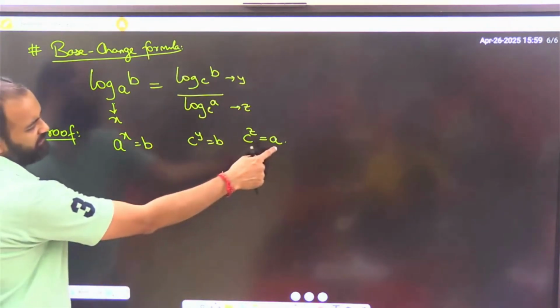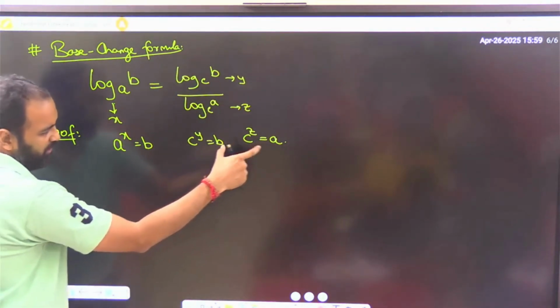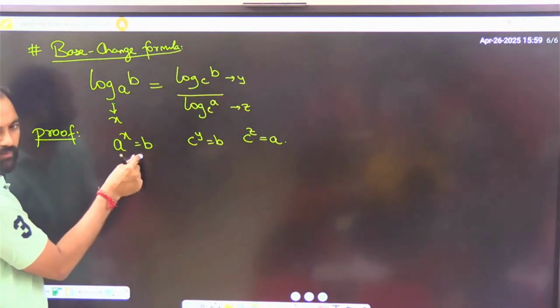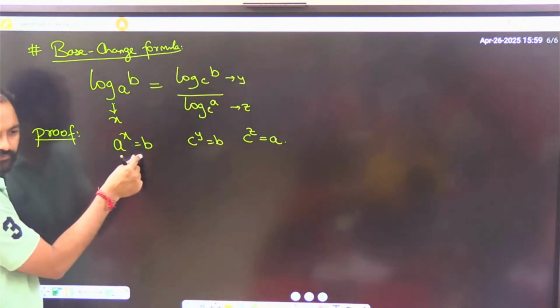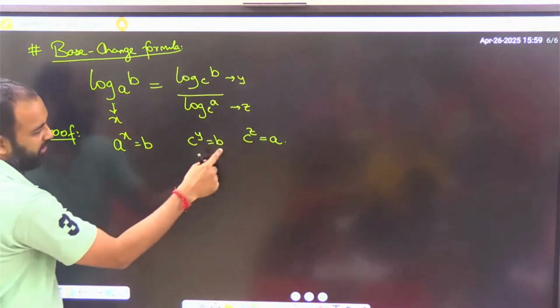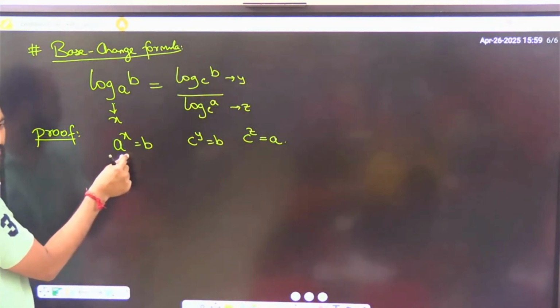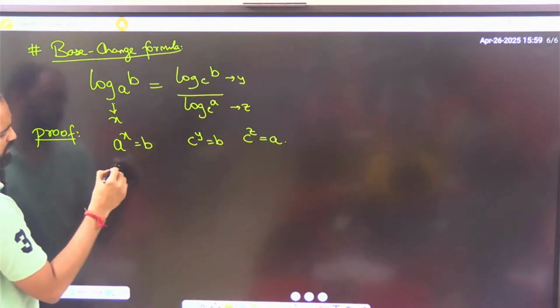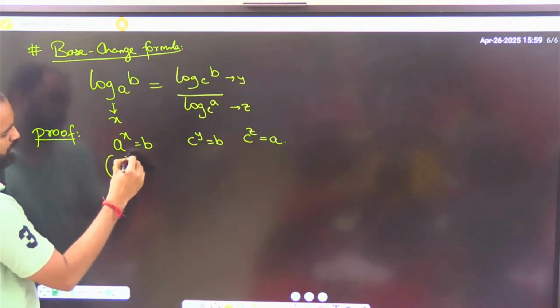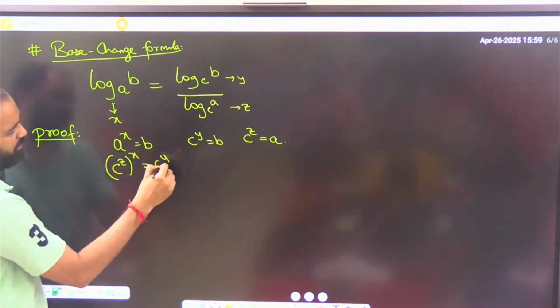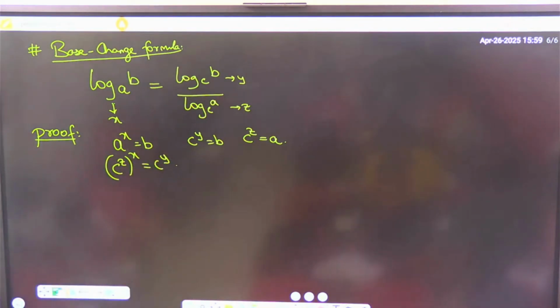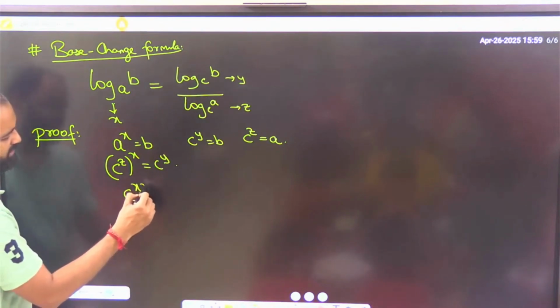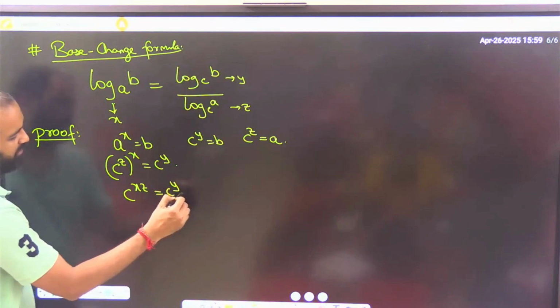But then if this is the value of a and this is the value of b, let's say we plug in both of them in the first relation. Okay. This is a, this is b, we take them from here and plug them over here. So what will we get? c to the power z whole to the power x is equal to c to the power y. Or that's like saying c to the power xz is equal to c to the power y.